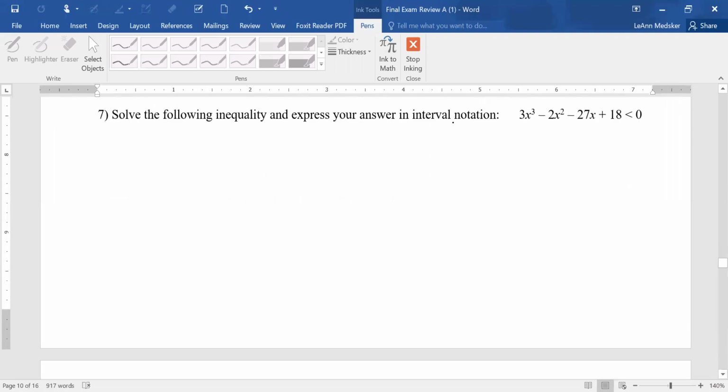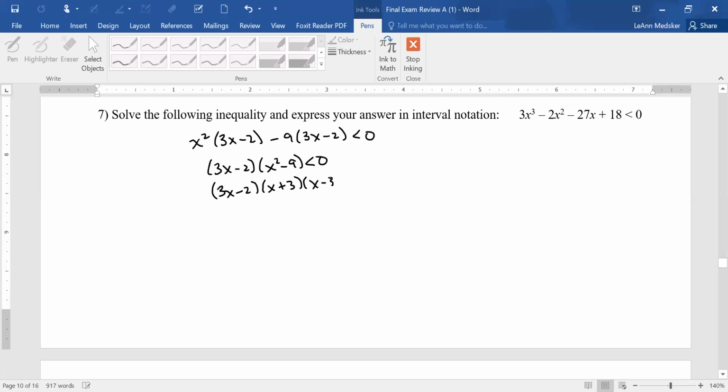Okay, for number 7, we are trying to solve this inequality that is bigger than an x to the first power. So we usually use a sign chart to help us figure these out, and we need to try to factor first. So I can pull an x squared out of the first pair, and that would be 3x minus 2 using factor by grouping. I can pull a minus 9 out of the second group. That would also be 3x minus 2, less than 0. So this is 3x minus 2 and an x squared minus 9, since we have the common binomial. And then we can also factor this again into an x plus 3 and an x minus 3.